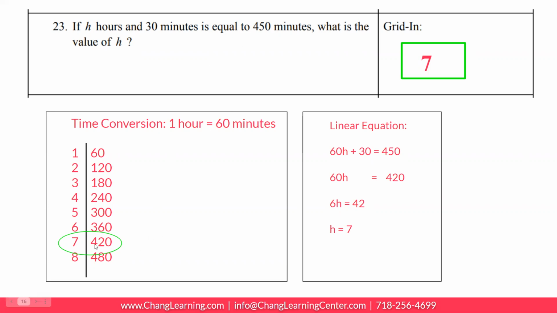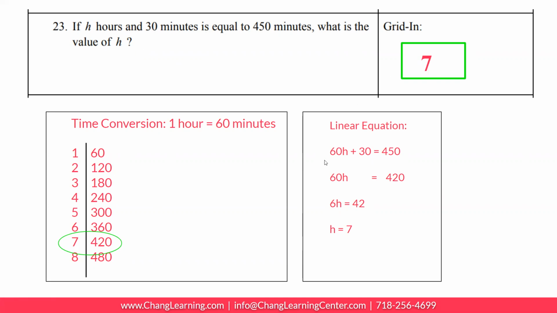So I know that 420 minutes is 7 hours if I make this quick table. That takes me like 10 seconds. Then I know that, oh, that's 420. There's an extra 30 minutes. Aha, H is 7. It's 7 hours and 30 minutes. The correct answer is 7.